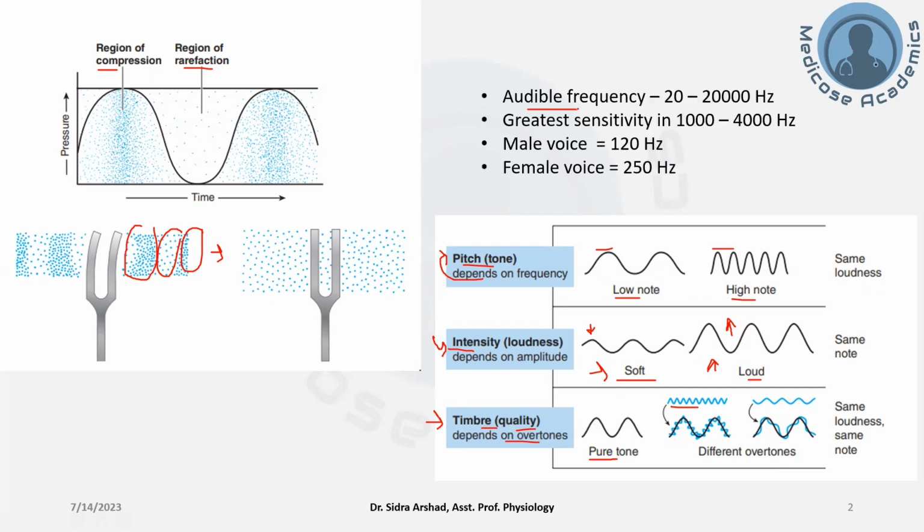The audible frequency for the human ear is between 20 to 20,000 hertz. The greatest sensitivity is between 1,000 to 4,000 hertz. Male voice is usually of low frequency, whereas the female voice has a higher pitch. Male voice is about 120 hertz and female voice is approximately 250 hertz.